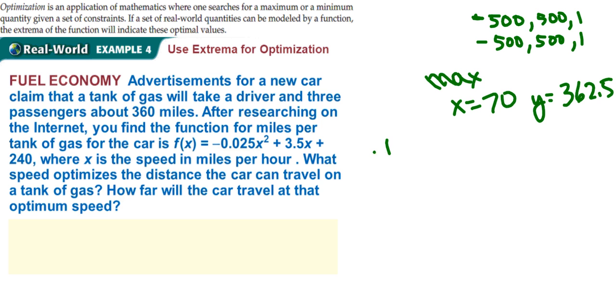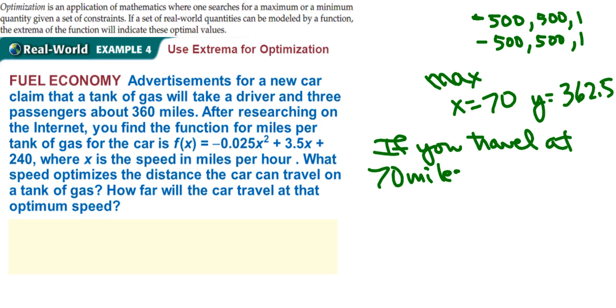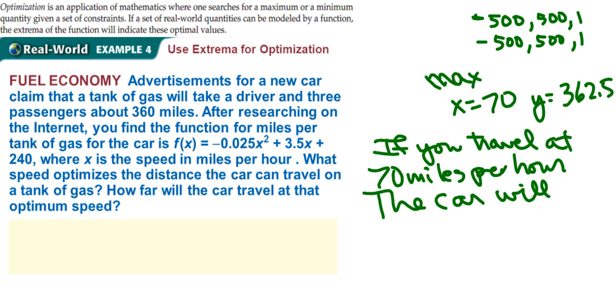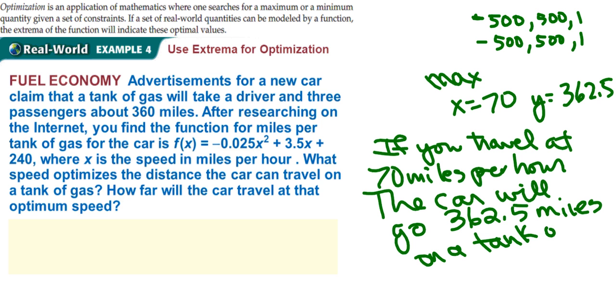Okay, so if you travel at 70 miles per hour, the car will go 362.5 miles on a tank of gas. And so that's what you're doing in this problem, that optimization problem as you go.